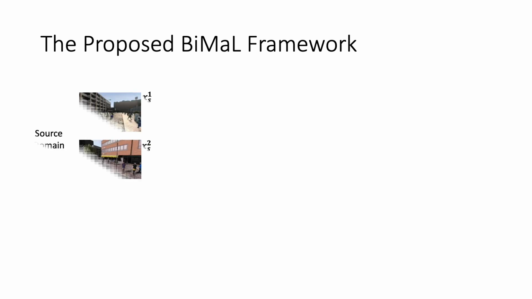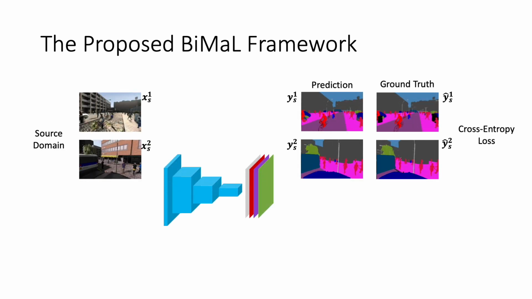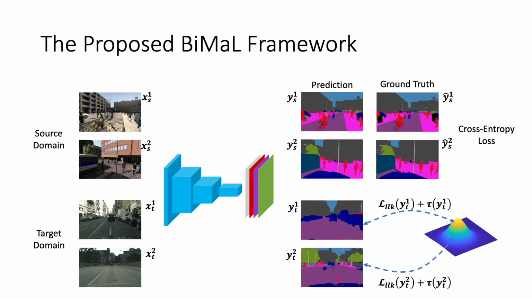The proposed framework of our approach includes two streams. First, the supervised stream is learned on the source domain by the cross-entropy loss. Second, the unsupervised stream is learned via the bijective maximum likelihood loss on the target domain. Now, we show a video demo of our results.